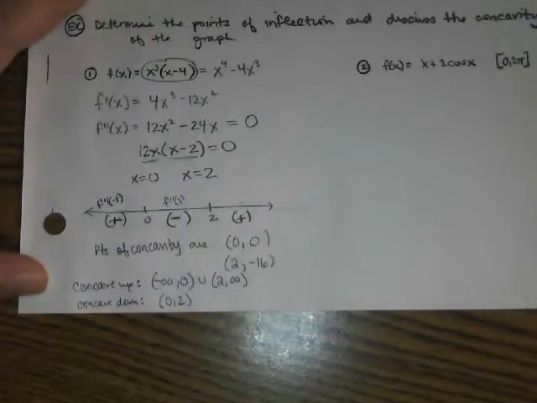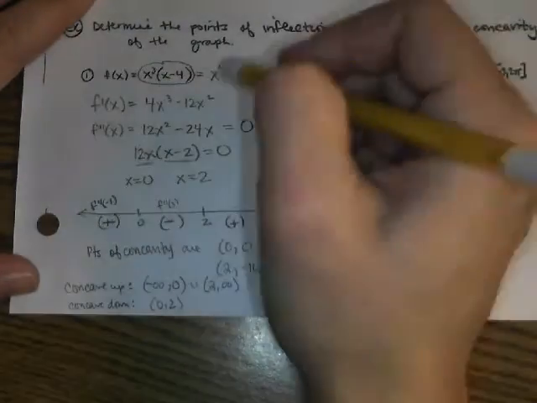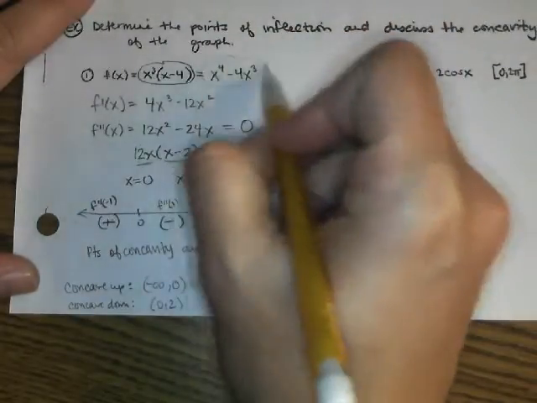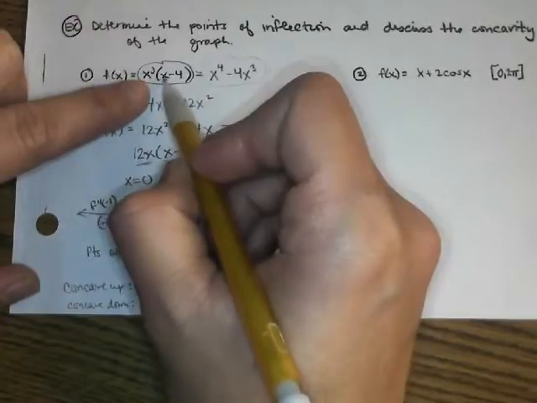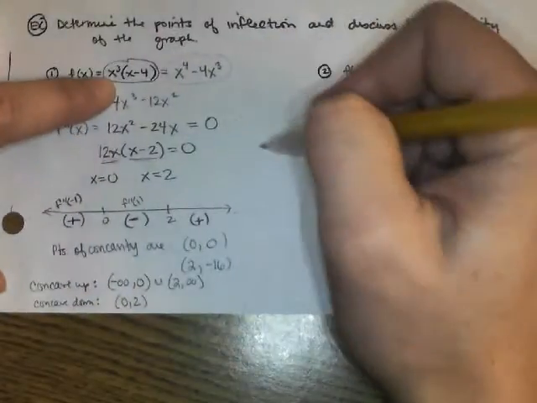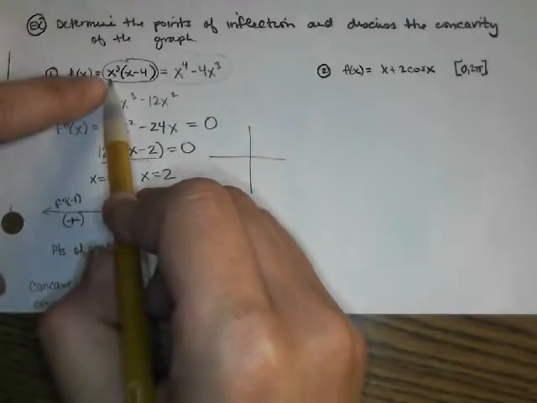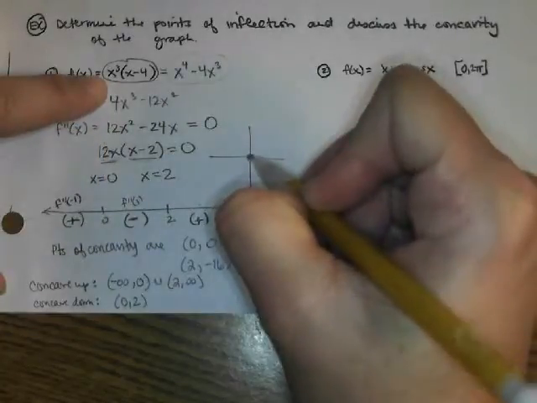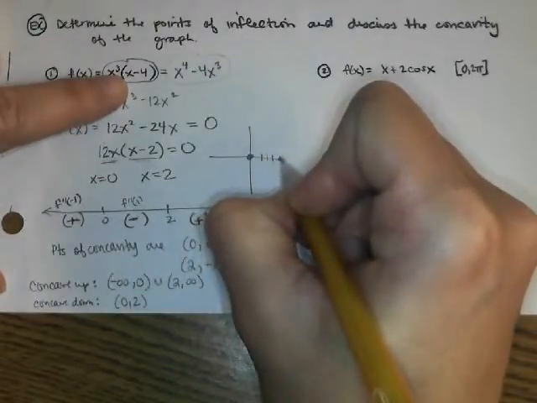Now, even though we don't have a calculator to check these, we do know something about fourth degree polynomials. Is that correct? We do know that this function has roots at where and where? Where's our root here? 0. Where's our root here? 4. Because this is a fourth degree polynomial and it's positive, what do we know about the end behavior?